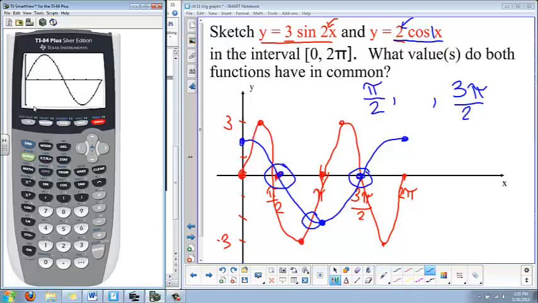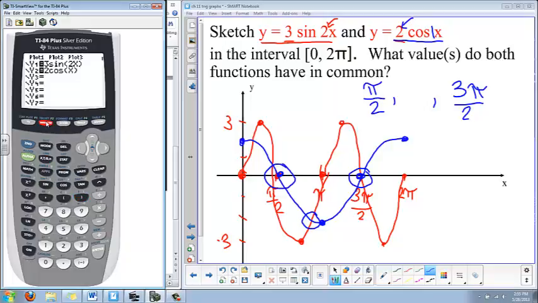So what we're going to do is I'm going to go to y equals. I'm going to type in both of those equations. 3 sine of 2x. And I know that I'm in radians because we've been doing this a lot today. So 3 sine of 2x, and my second equation is 2 cosine of x.